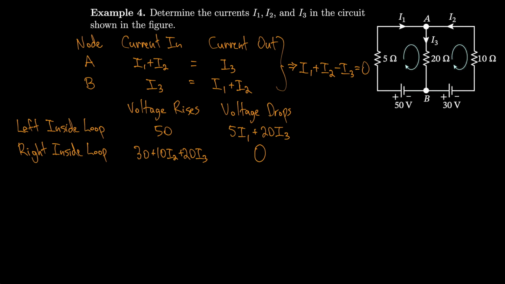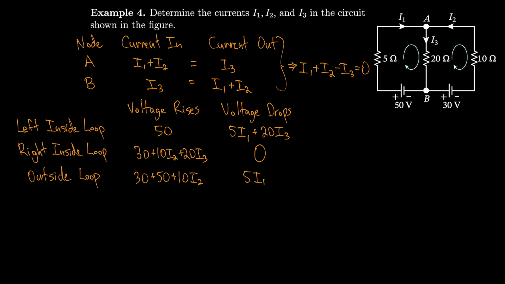How about for my outside loop? Okay, for my outside loop, it looks like I go 30, 50, and 10I2, and I drop 5I1. Okay, so we got 30 plus 50 plus 10I2, and we drop 5I1.